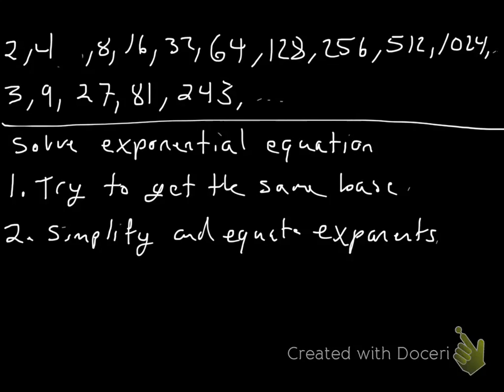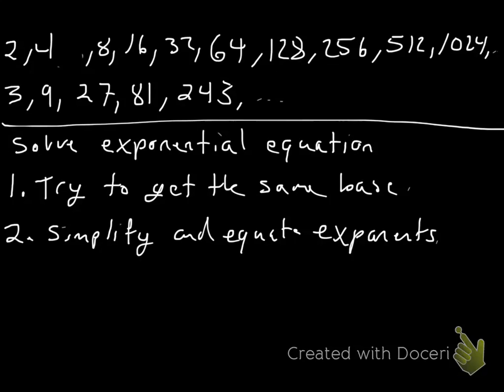When we're solving exponential equations, the first thing we're going to do is try to get the same base, and then once we get the same base, we might have to simplify the exponents a little bit, and then we'll equate the exponents. Since exponential equations are one-to-one, if the outputs are equal, then they have to come from the same input. So we're going to use that property.